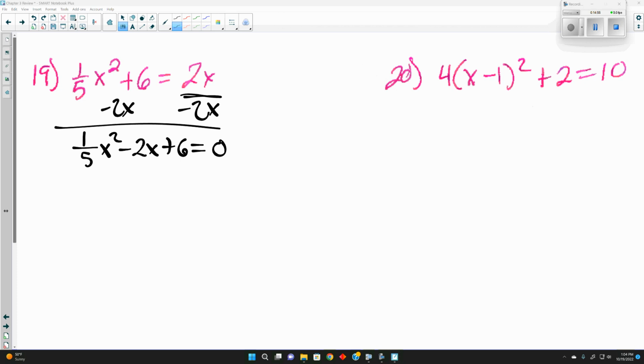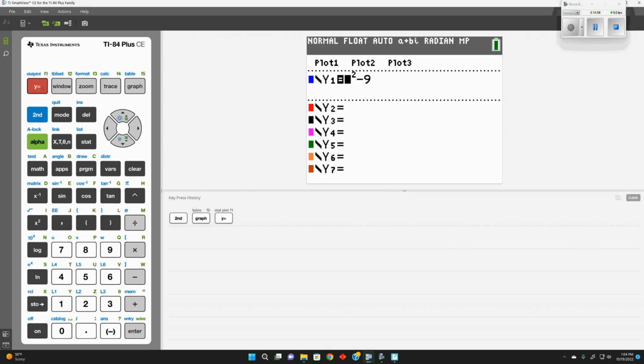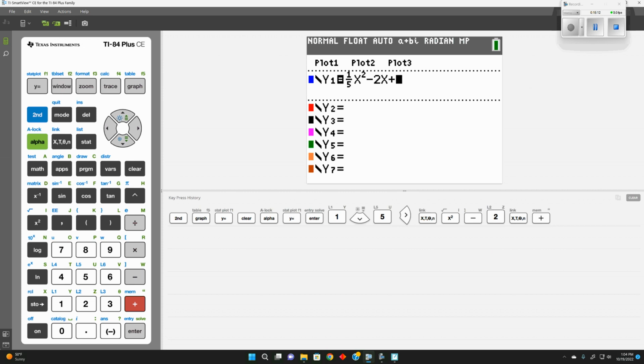So in the graphing calculator, we can hit y equals. We can clear out the other one. Now the fraction, alpha y equals enter. We have 1/5 x squared minus 2x plus 6. So this is our function here, yes? And we can hit graph.